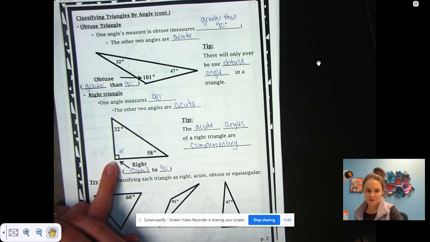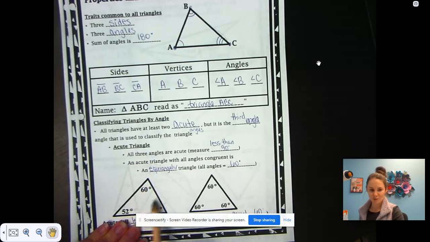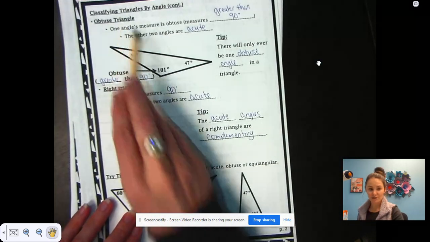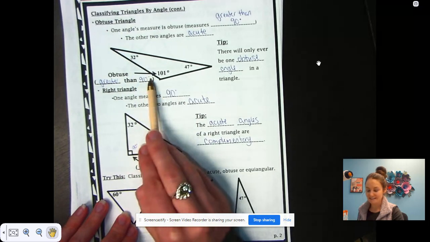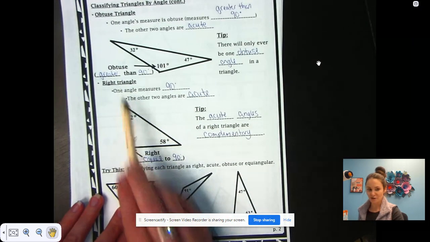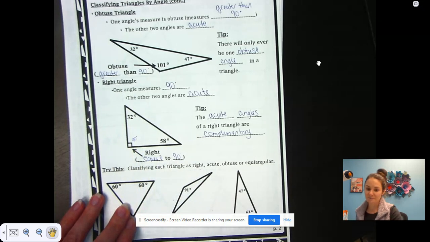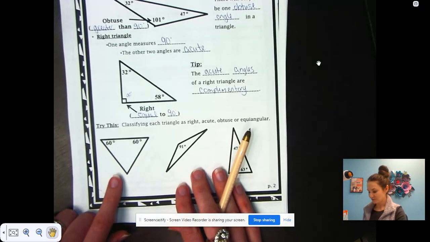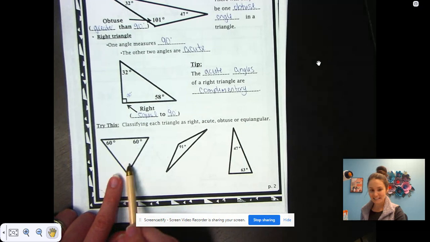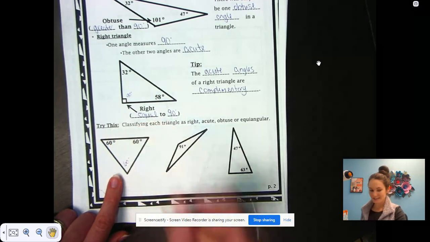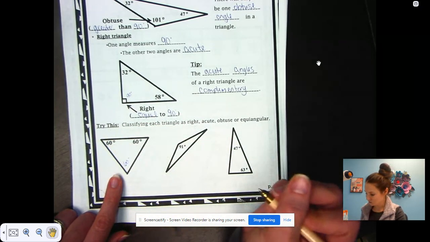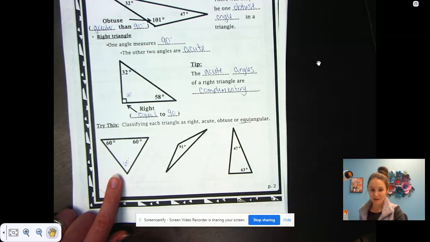Just a quick review. We went over acute triangles, which have three angles smaller than 90. Obtuse triangles have one angle bigger than 90. And a right triangle has one 90-degree angle. Those are the three types: acute, obtuse, and right. Looking down below, I have 60, 60, meaning the last one is also going to be 60. That would be an acute, or we can use equiangular.